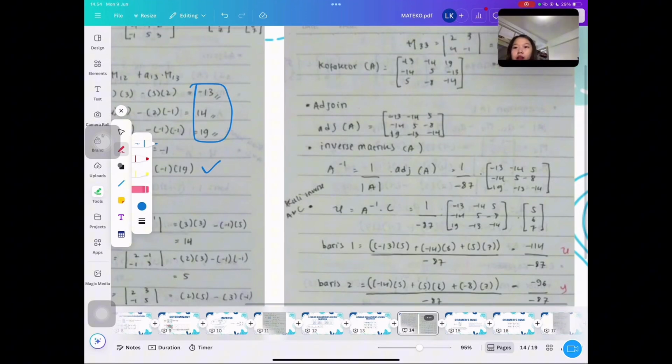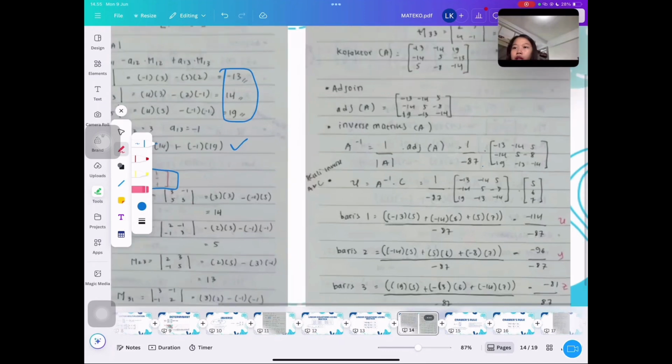Same as before, adjoint A is the transpose of the cofactor. So the answer is minus 13, minus 14, 5, minus 14, 5, minus 8, 19, minus 13, and minus 14. And after that, we move to inverse matrix.